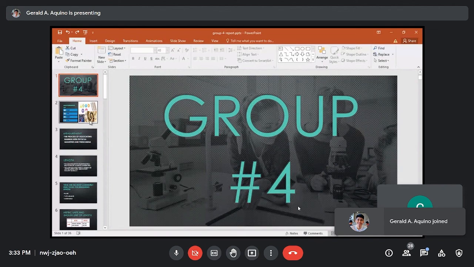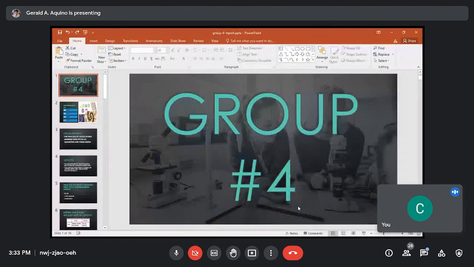Measurements of lengths, area, speed, and time. Oh, yan. Okay lang yan. Madali lang naman pala yan.